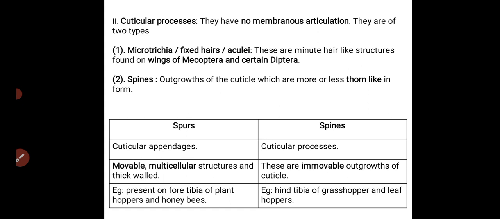Spurs and spines, we have to differentiate them. Spurs are cuticular appendages, and spines are cuticular processes. Spurs are movable, multicellular, thick-walled structures, whereas spines are immovable outgrowths of the cuticle. Examples of spurs are those on the fore tibia of plant hoppers and honeybees, and examples of spines are those on the hind tibia of grasshoppers and leaf hoppers.